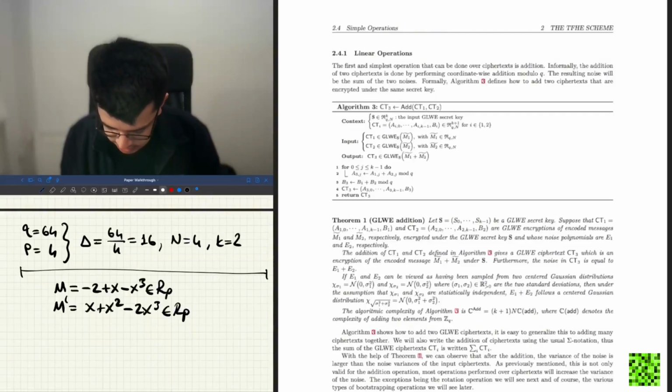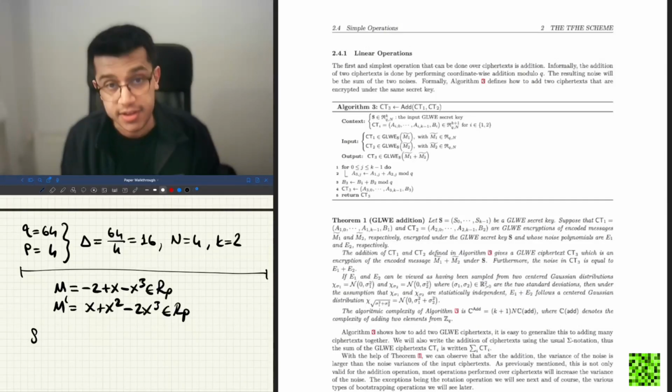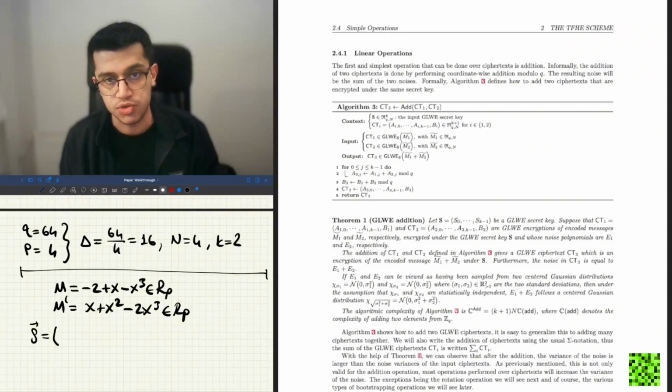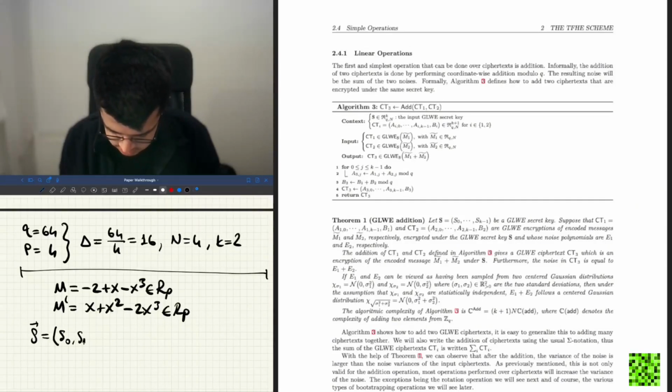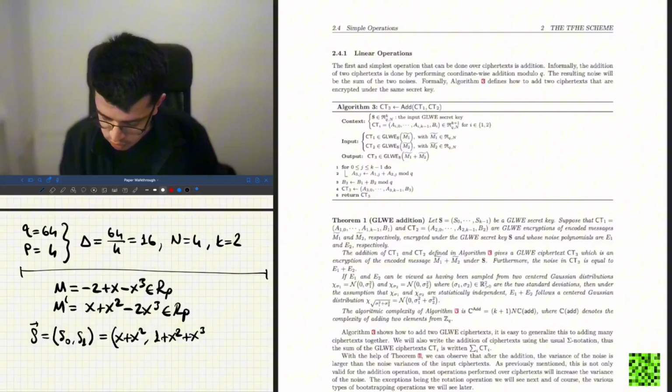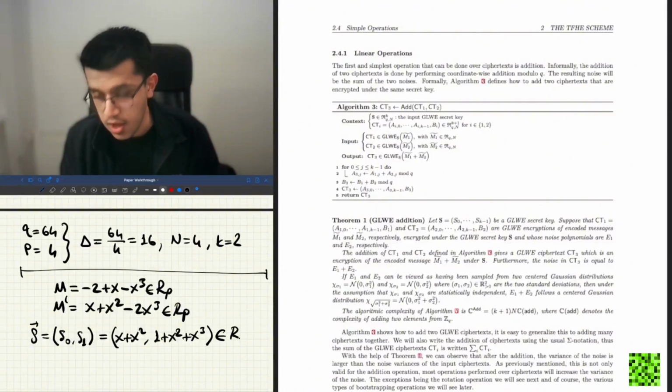Our secret key will be a vector of polynomials. In our case, as k is equal to 2, we will have 2 polynomials as vector entries, s0 and s1, and let's set them to x plus x squared, comma, 1 plus x squared plus x cubed, and this will be an element of R squared. Okay.